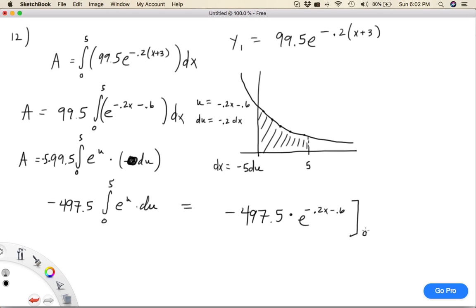And then we have to evaluate this at 0 and at 5, and then subtract the difference. I said that backwards. We're going to evaluate it at 5 and at 0, and then subtract those. So you do the 5 first. You get negative 497.5 times e to the, that's going to be negative 1 minus 0.6. Getting a negative number. So negative 100.44.